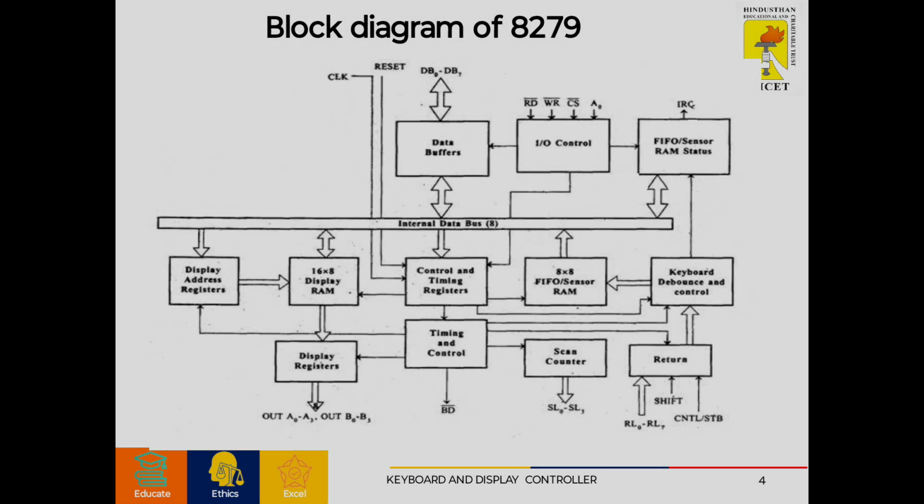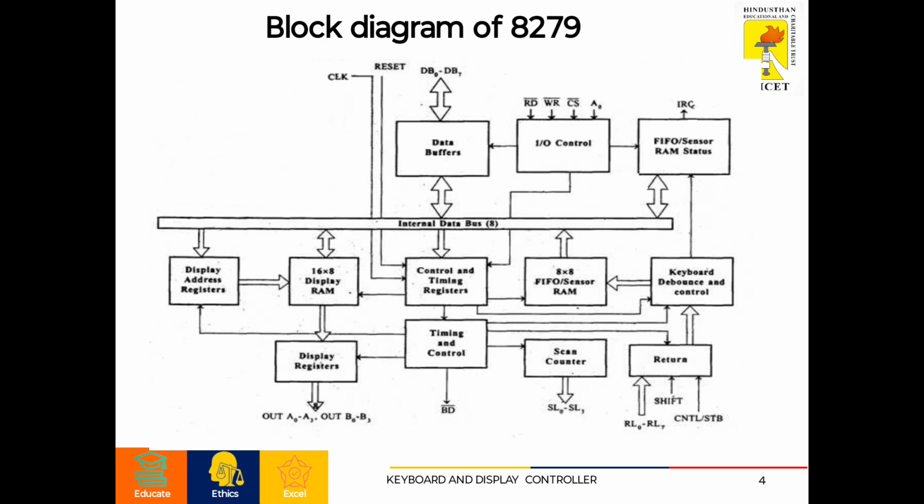The first one is the keyboard section. In this keyboard section, there are 8 return lines, that is RL0 to RL7. In the bottommost block are the return lines, RL0 to RL7. They belong to the keyboard section. They can be used to form the columns of the keyboard matrix. It has 2 additional inputs, that is shift and control/strobe. The keys are automatically debounced.